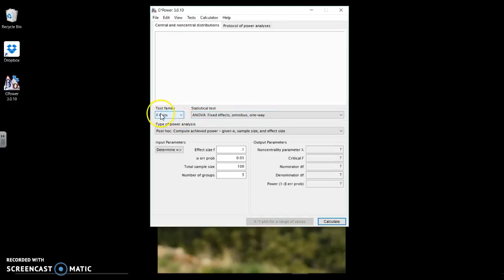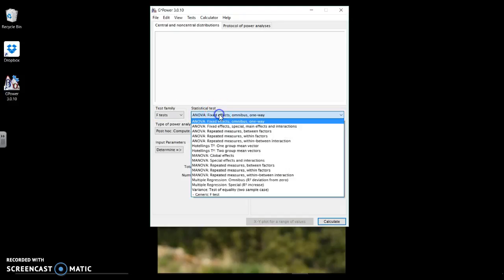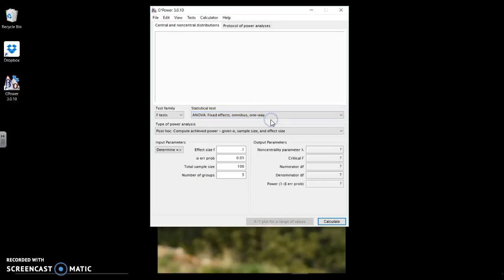So with the F test, we have a lot of different options. We are going to do fixed effects one way. When we get to repeated measures, we will talk about MANOVA. We can do all kinds of different things, between factors, within factors. But we're just going to go with fixed effects, omnibus, one way.